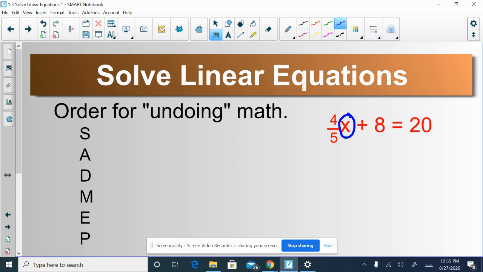And the order by which we're going to do this is not PEMDAS. We're not going to prioritize parentheses and then exponents. We're actually going to do this in the reverse order. You're first going to look to undo subtraction or addition.